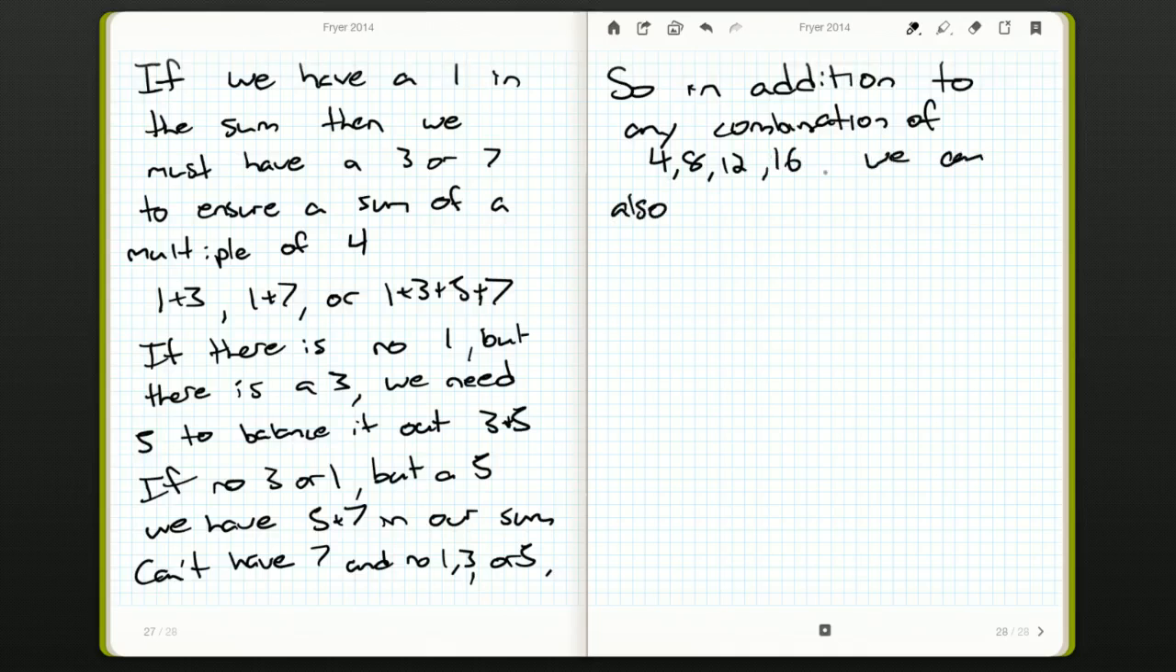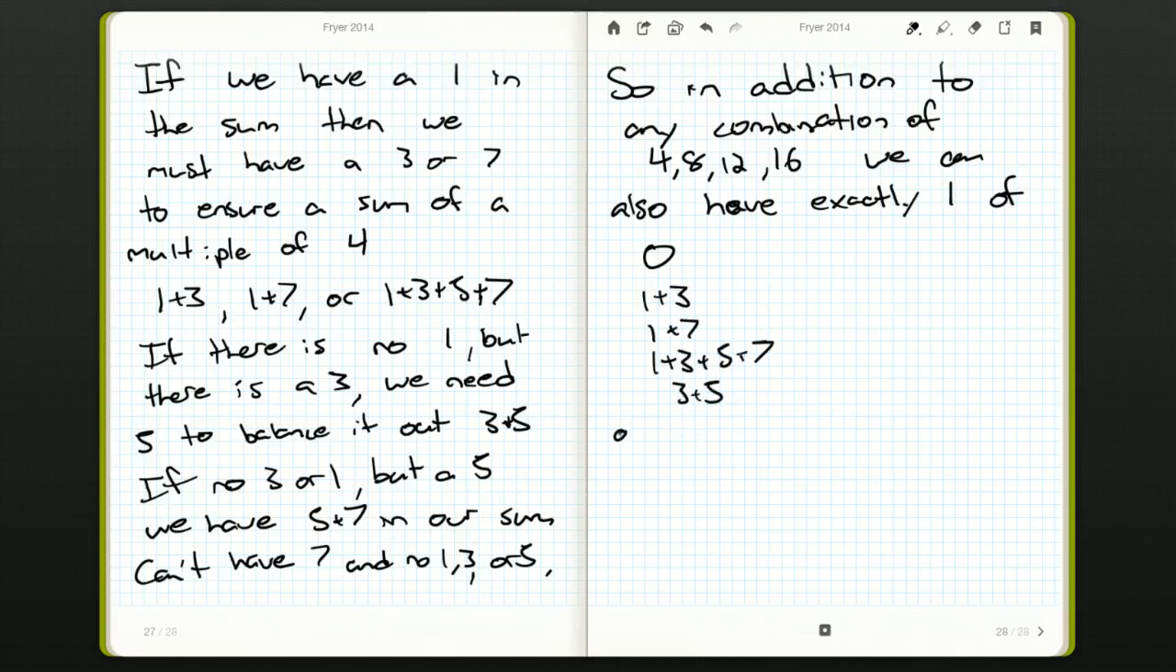So in addition to the multiples of 4, which come and go as they please, we can also have exactly 1 of 0, 1 plus 3, 1 plus 7, 1 plus 3 plus 5 plus 7, 3 plus 5, or 5 plus 7.